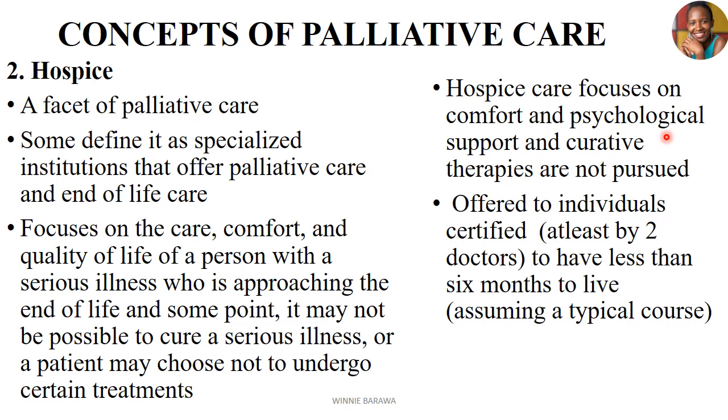And in this case, we are told for someone to qualify for hospice, the individual is supposed to at least have been certified by 2 doctors to have less than 6 months to live, assuming that the disease follows its typical course. So we are told that for you to belong to a hospice service center, at least 2 doctors need to affirm that the individual has less than 6 months to live, and therefore they can be graduated to be in a hospice facility or to receive hospice services.